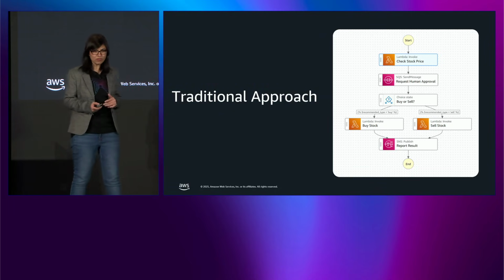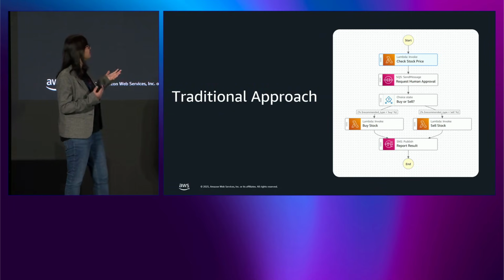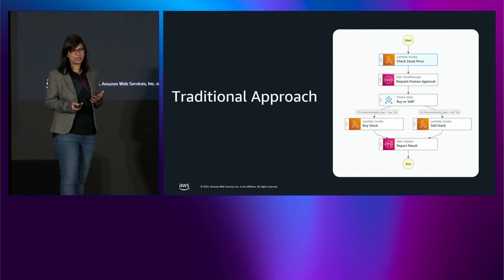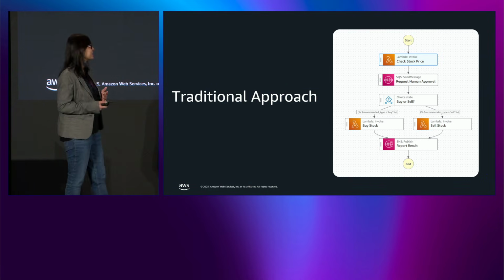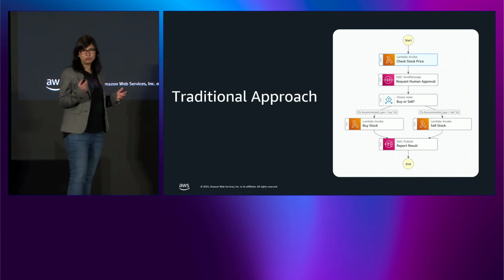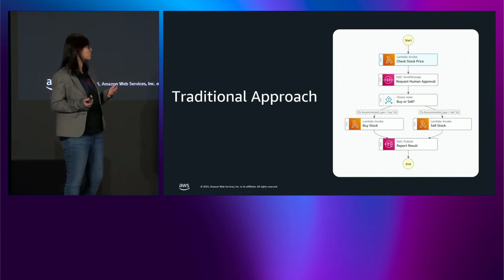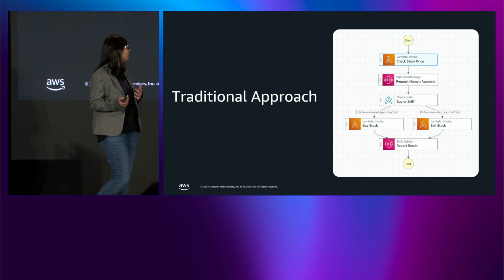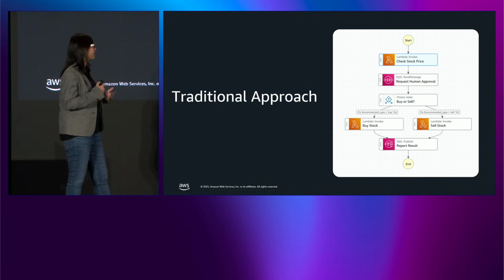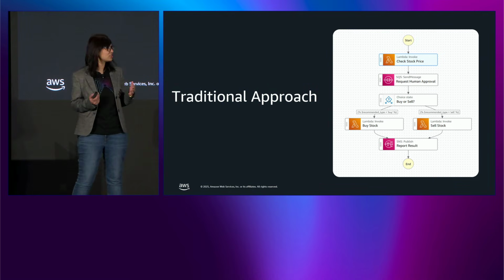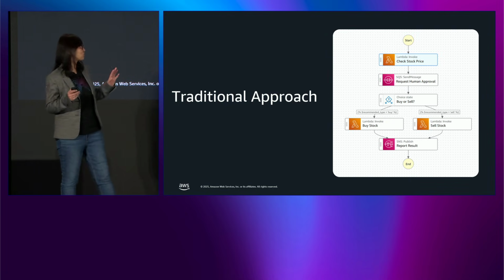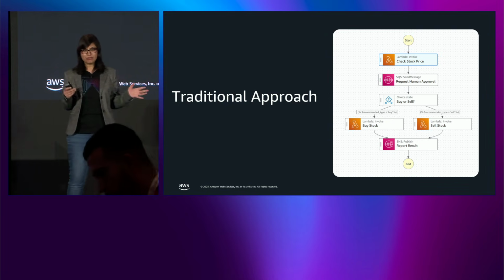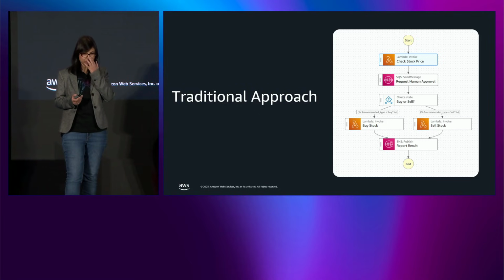So let's start off with a traditional approach in terms of what Step Functions you would normally see. Here you have a very traditional approach where you have a Lambda function which you invoke to check stock price, and then you have a human approval to decide what to do with the stock. You buy or sell, and then you have a Lambda invoke to buy the stock or to sell the stock. You make a decision, and then you report the results. So a very traditional serverless stock trading workflow that you might have seen before.